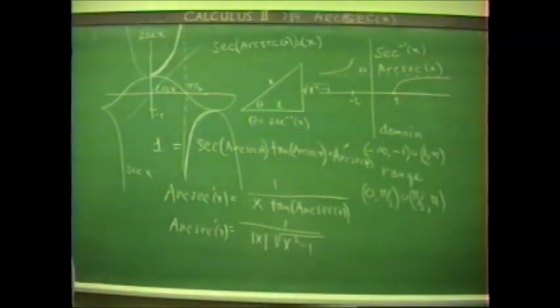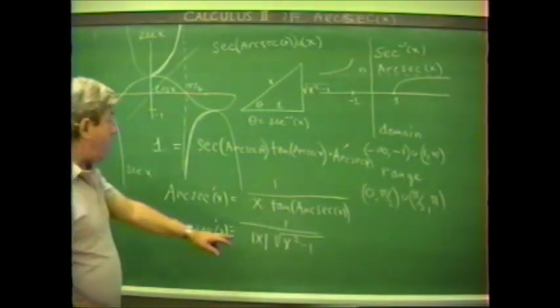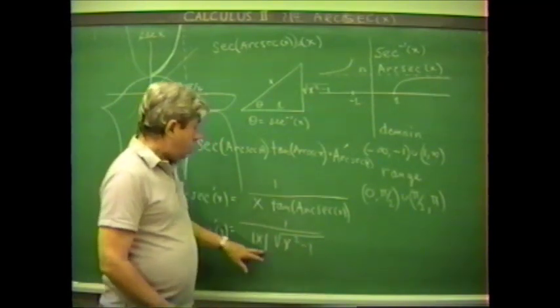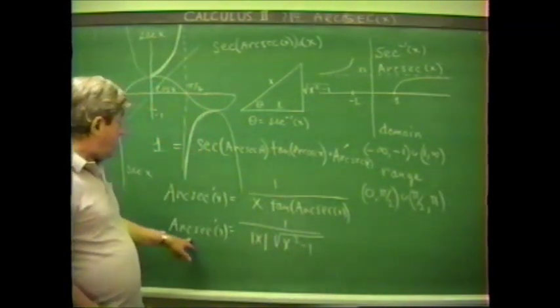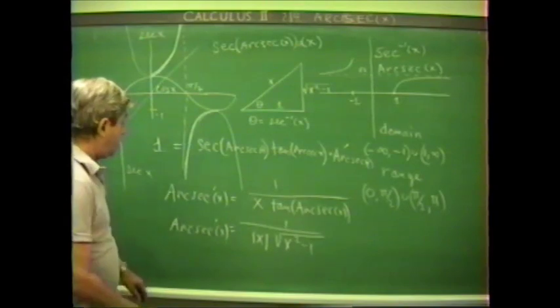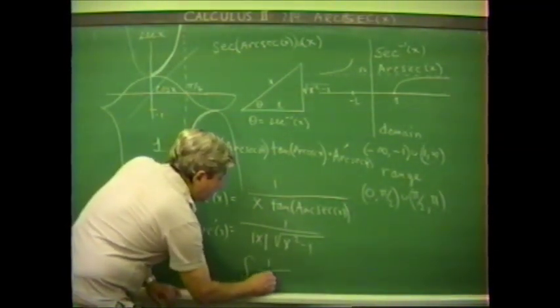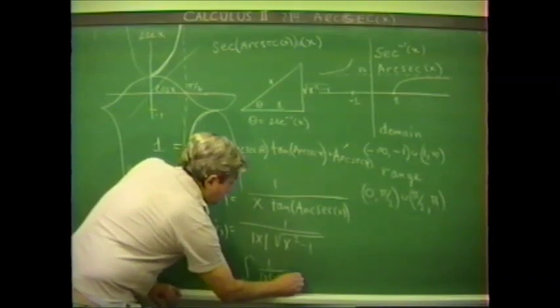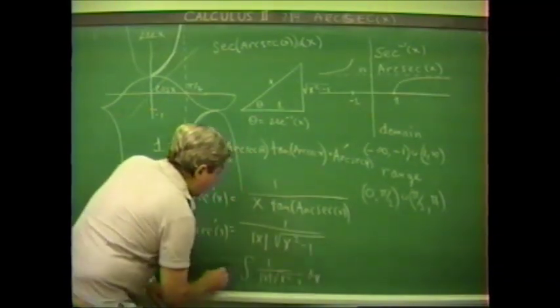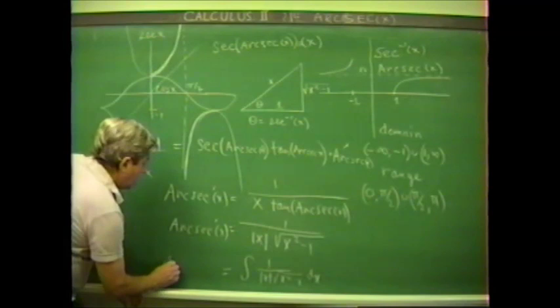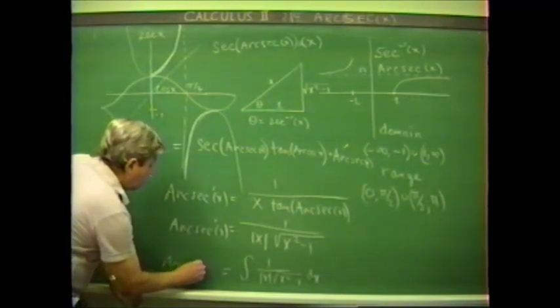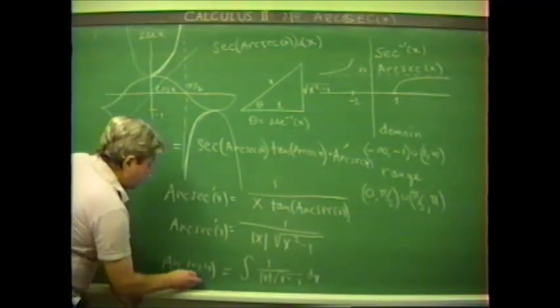And so frequently what one does is write 1 over absolute x, square root x squared minus 1, to make sure that this is the correct antiderivative of the arcsecant. And then, of course, one has the antiderivative formula: the antiderivative of 1 over absolute x, square root x squared minus 1 dx is arcsecant of x plus any constant.